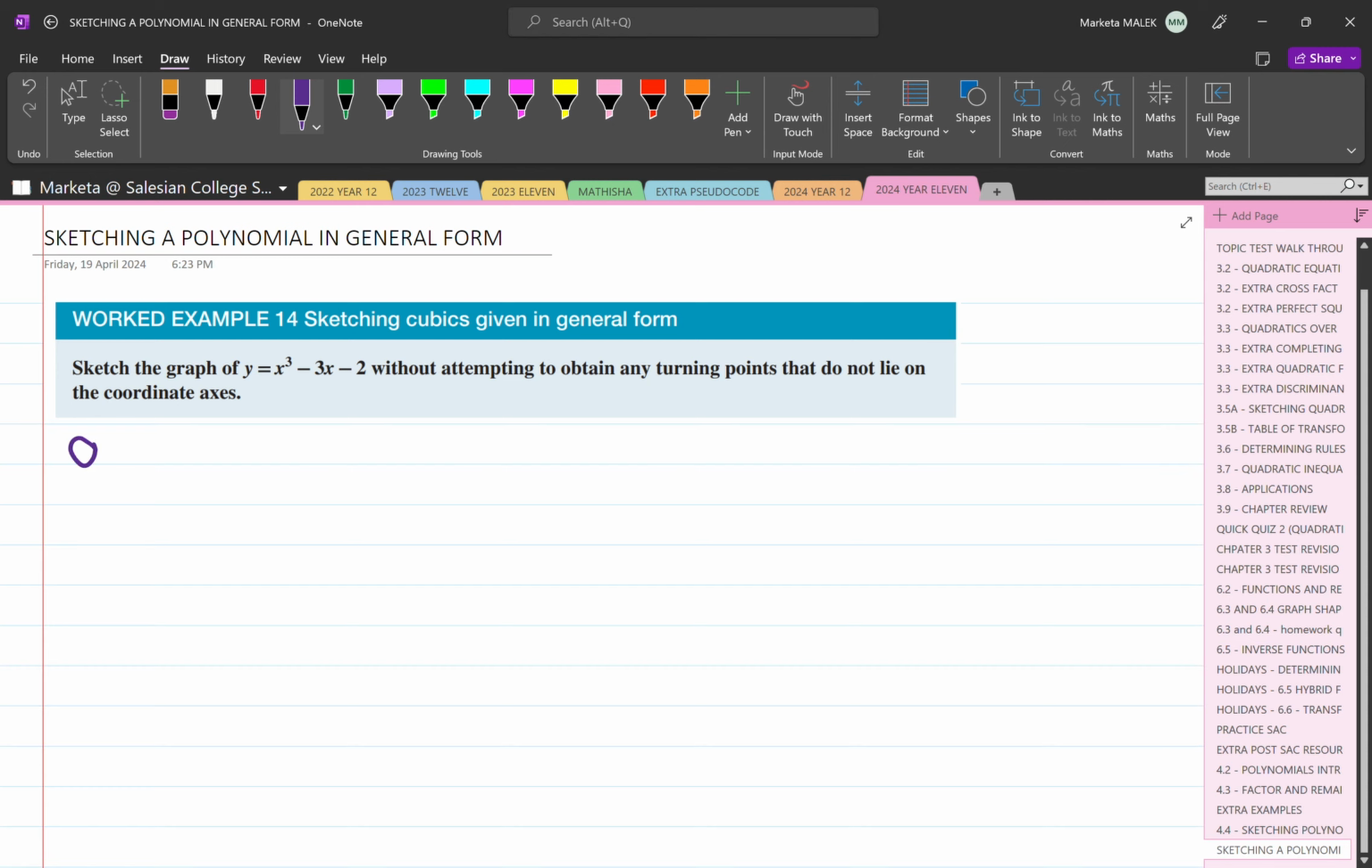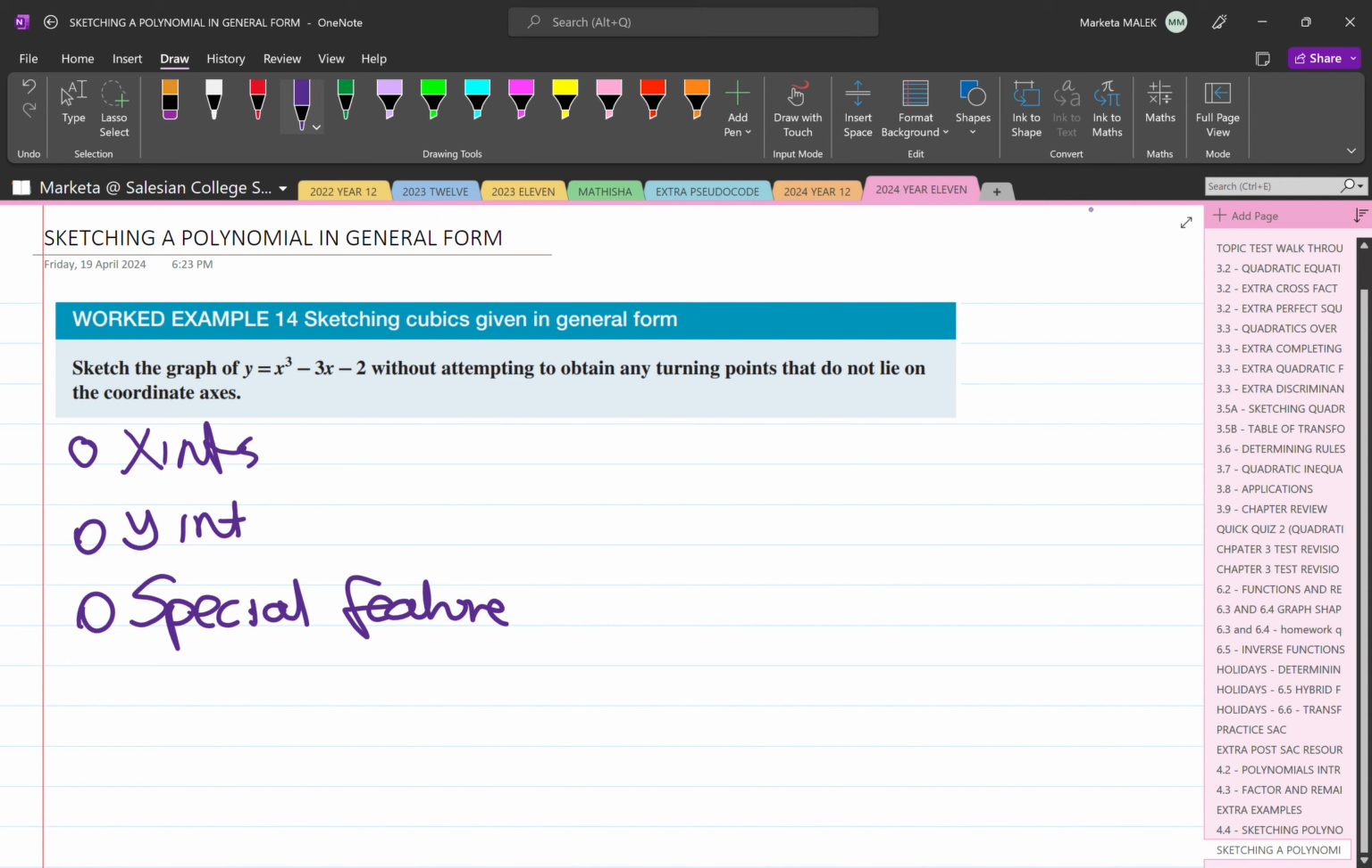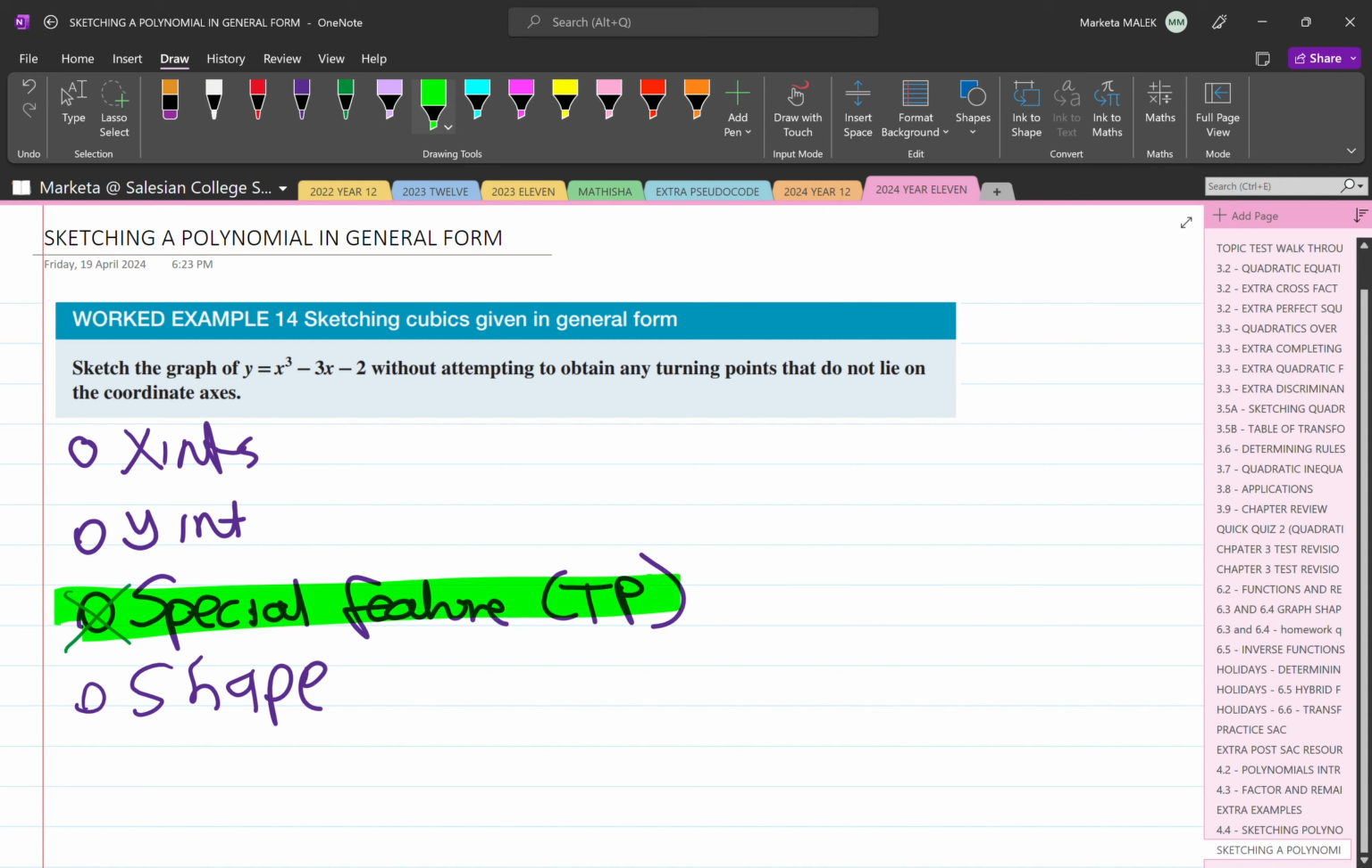So our features of the polynomial will be x-intercepts, y-intercept, special feature, which we're not going to find, but I'm considering it because I always have some sort of special feature, and usually we can find it. We just can't do this in year 11 yet, finding the turning points. And shape. So I'm going to say, well, special feature, I'm considering there's a special feature, but I'm not finding it for the sake of year 11 methods. Done. Let's have a look.